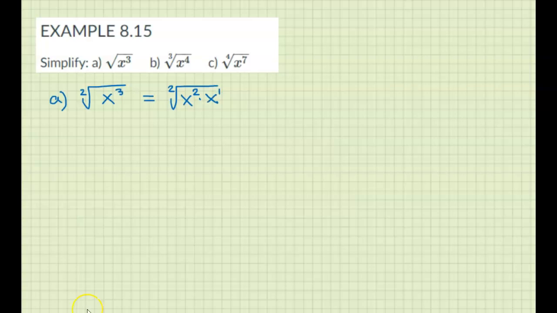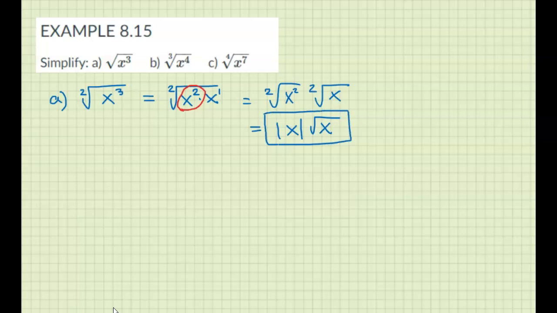So notice what I'm doing is I'm pulling off the highest possible power that I can pull off from here that's divisible by 2, and then you have a remainder, something left over. So we can do the square root of x squared and then the square root of x. The square root of x squared is x with an absolute value, and then we have the square root of x left there.